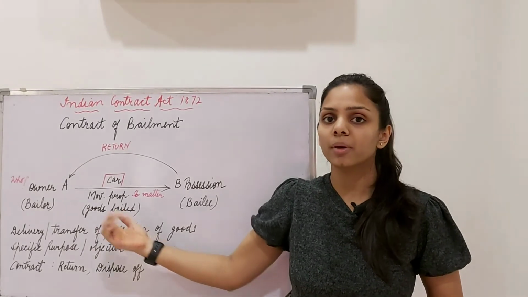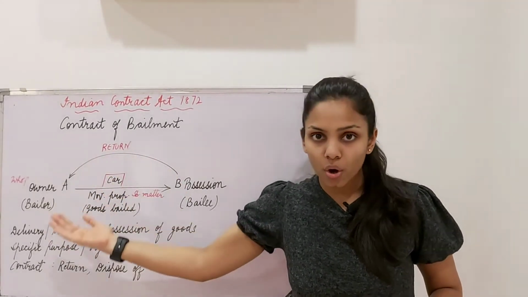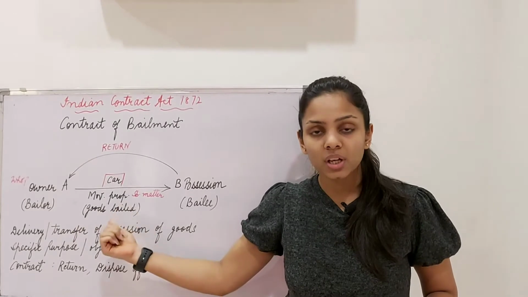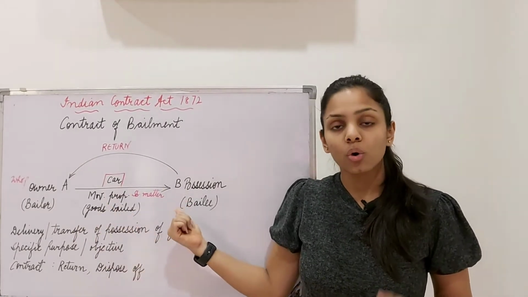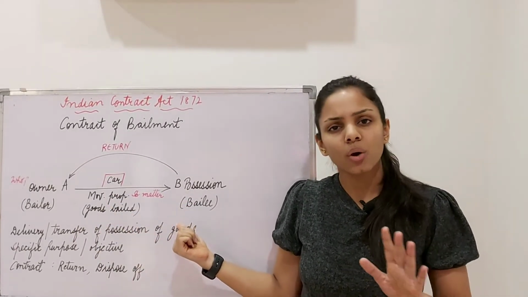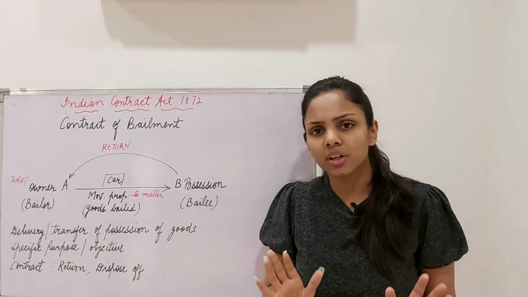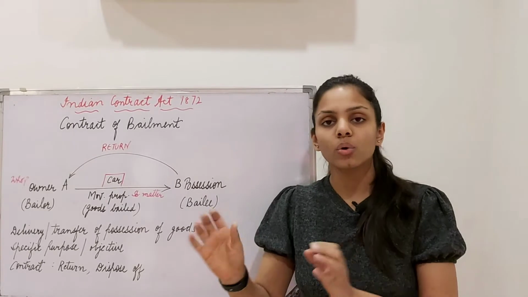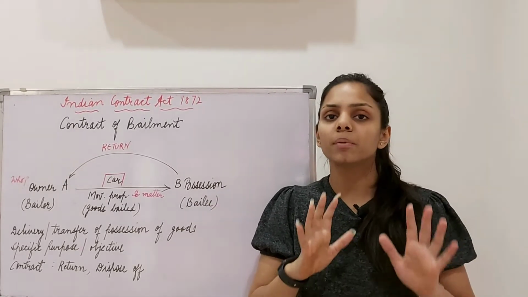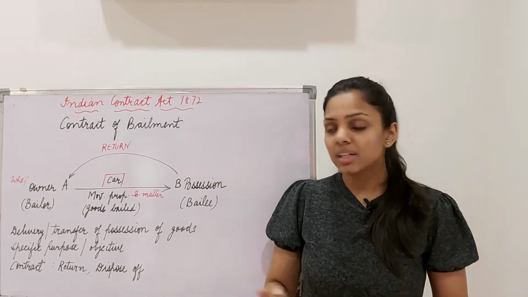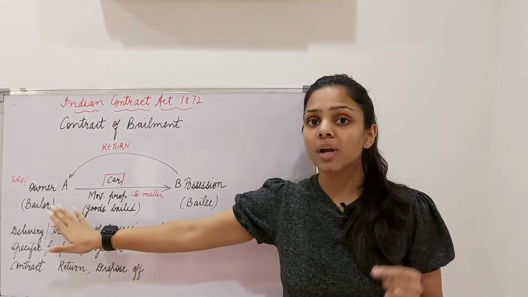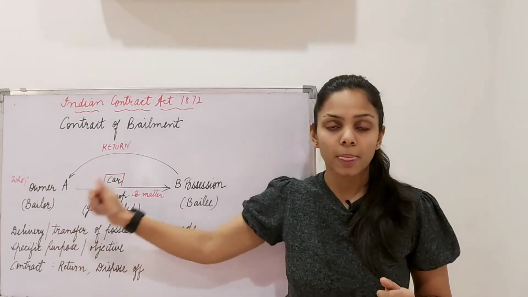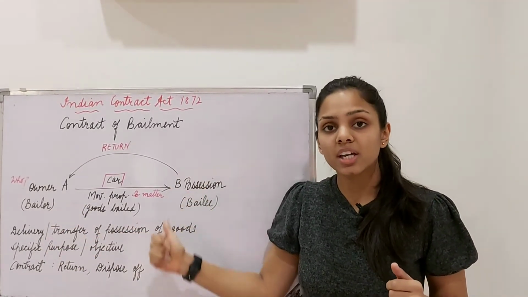So here in bailment, what happened? A, who is the owner of that car, a movable property, gratuitously, free of cost, without any consideration, without anything in return, gave the possession of the car to his friend B for a day or so, saying that you can take my car to a marriage or to any place you want to take it. It means the one who gave the car has become the bailor in a contract of bailment, and the one to whom it was given, his friend, has become the bailee.